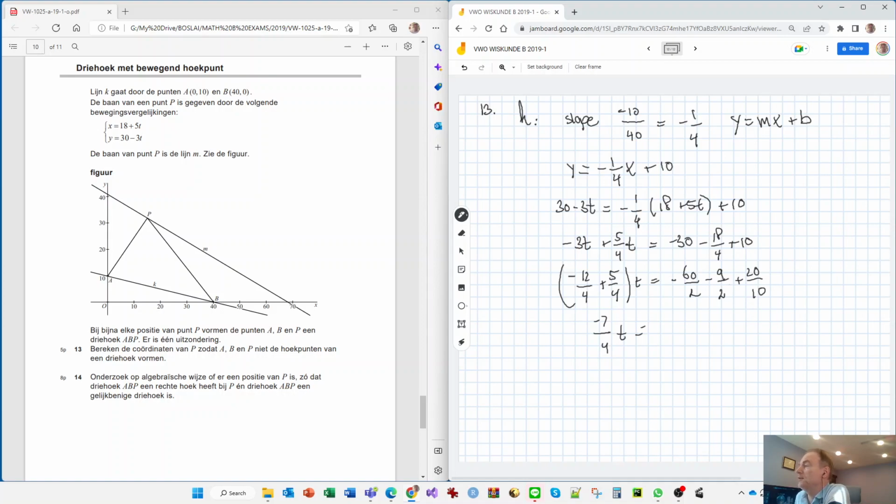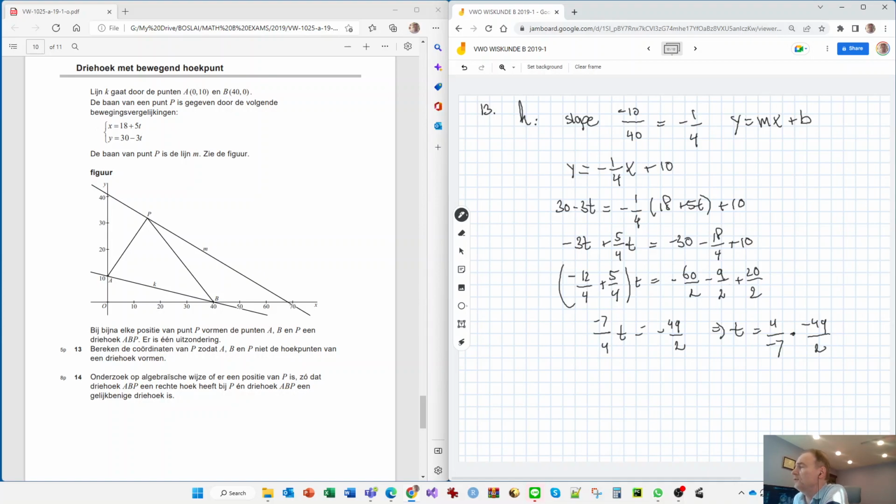Minus 69. My God, what am I doing here? I was going to bring it under denominator of 2. So minus 60 minus 9 is minus 69. Plus 20 is minus 49 over 2. Which follows that t is 4 over minus 7 times minus 49 over 2. 49 over 7, that's good.